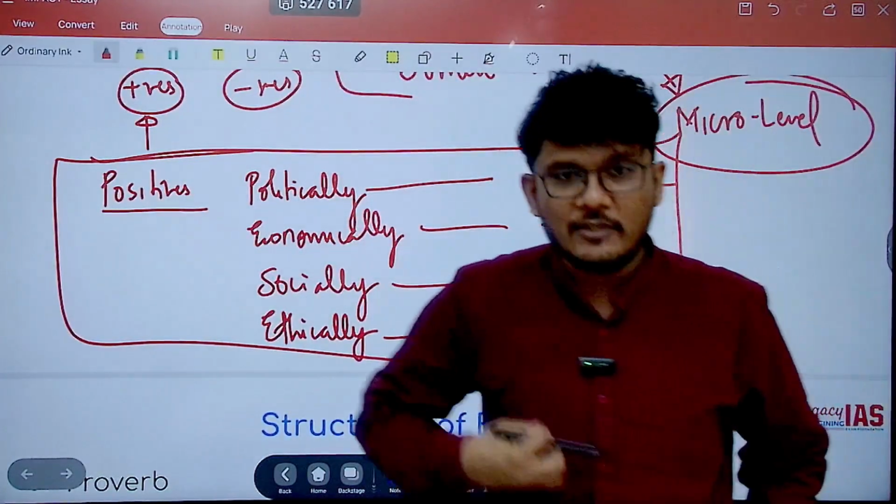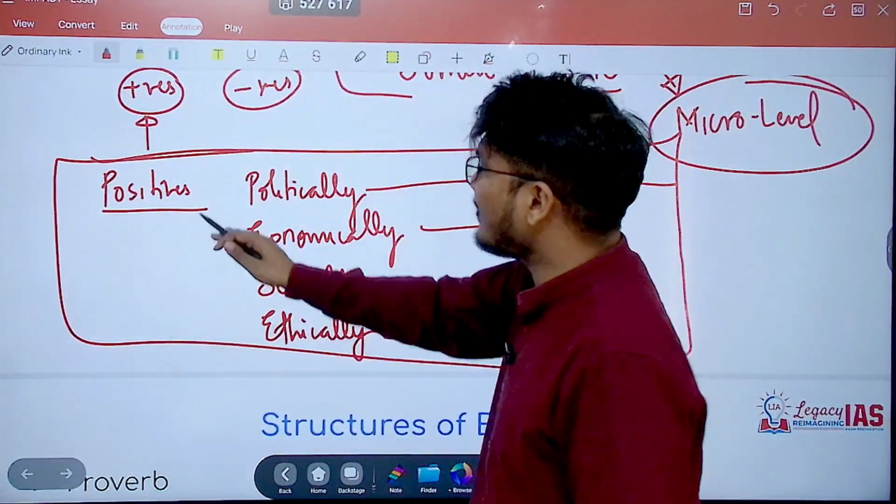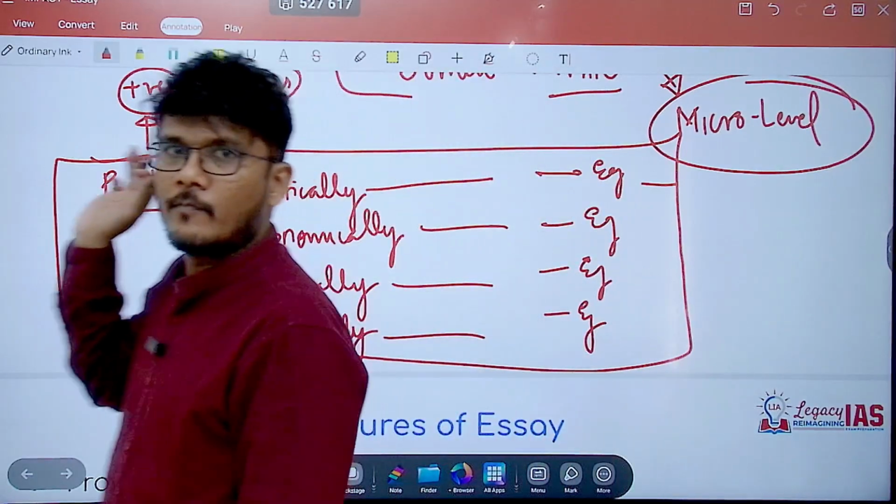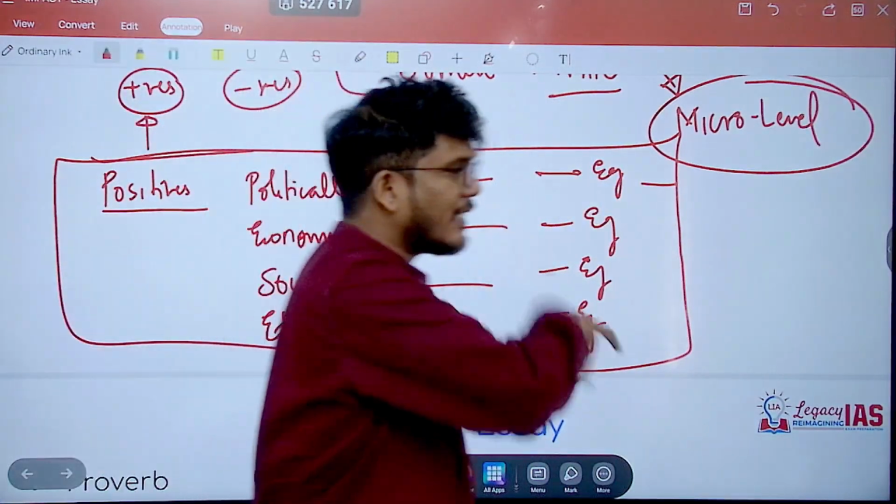So what happens when you write the actual essay? It is just like filling in the blanks. I hope that is absolutely clear. So this is the level of detail we will go to.